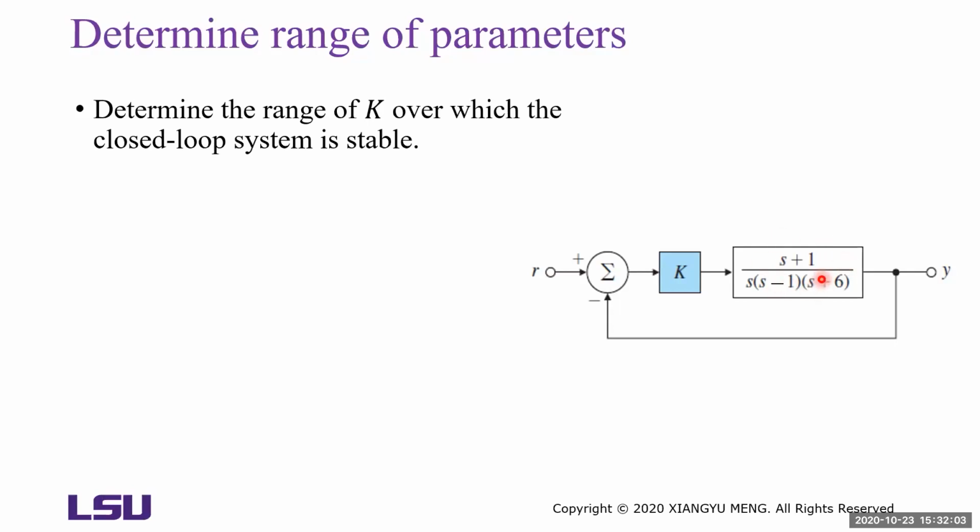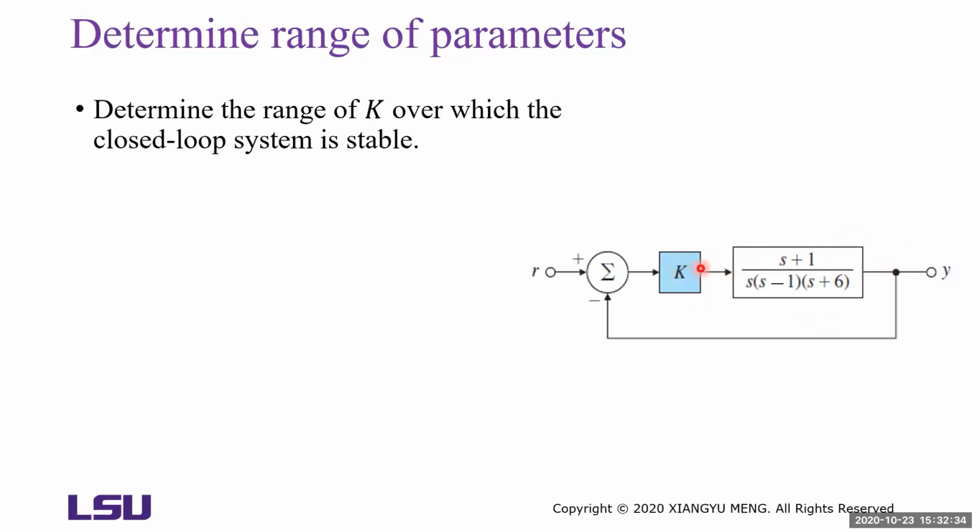It's unstable because we have a pole at 1, which is in the right half of the S-plane. So the open loop system is unstable. If the transfer function has any pole in the right half of the S-plane, then the system is not stable.